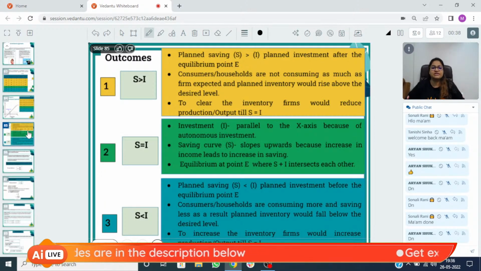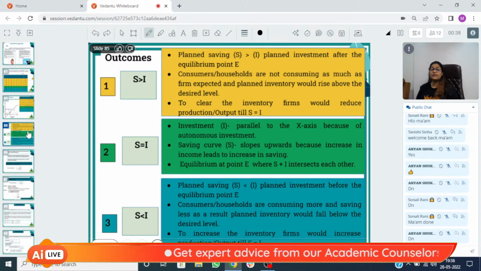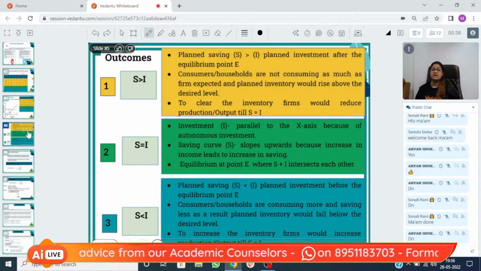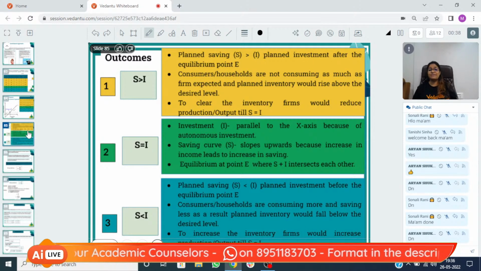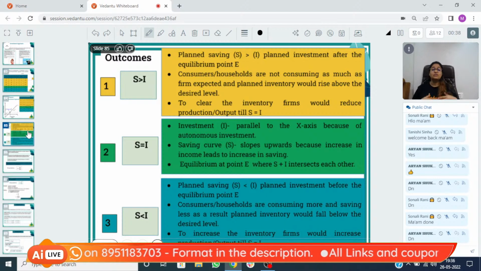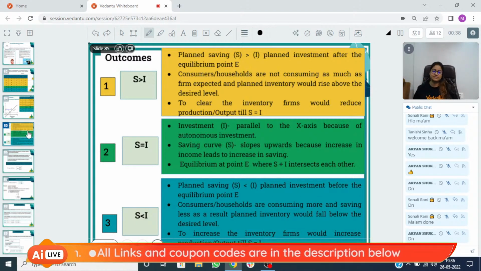So what are the three phases? Savings is greater than investment. So planned savings are greater than the planned investment after the equilibrium point. Consumers and households are not consuming as much as the firm expected, and planned inventory would rise above the desired level. To clear the inventory, firms would want to reduce the investment till the time where savings is equal to investment.